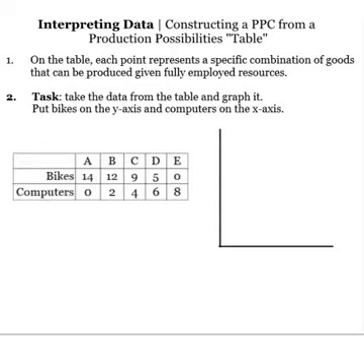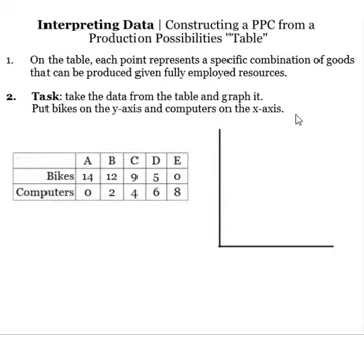The next thing to learn how to do is to create your own PPC from a table. So here you have a table of two goods, bikes and computers, and it gives you a list of numbers and points that they correspond with. So you can see that at point A, we have 14 bikes and 0 computers. Normally you could draw bikes on this axis and computers on the x-axis, or the other way around. It doesn't really matter which way you set it up. But in this case, the question does tell you to put bikes on the y-axis and computers on the x-axis. So go ahead and do what the question tells you to do.